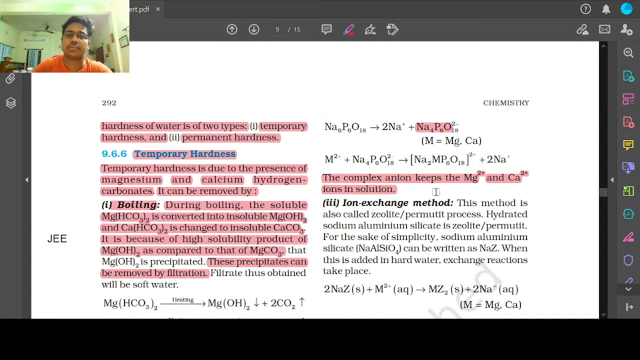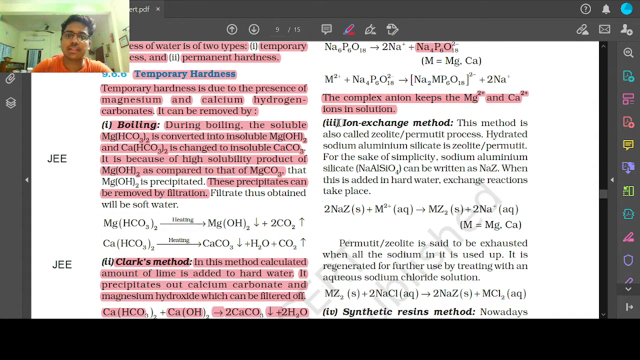It forms an insoluble salt. Now comes the third method, that is the ion exchange method. This method is also known as the zeolite permutit process. This is very important.